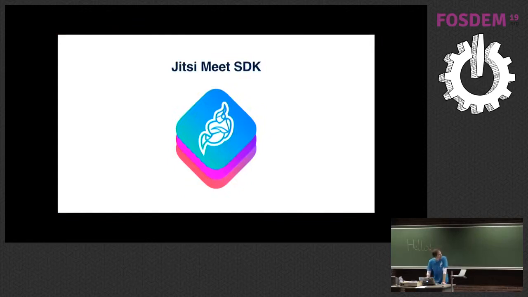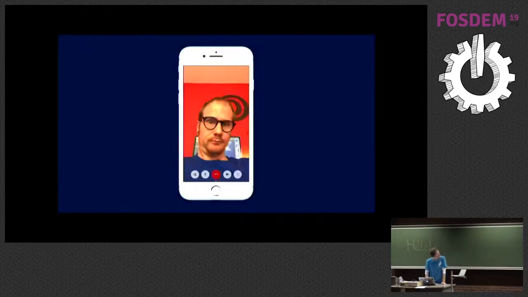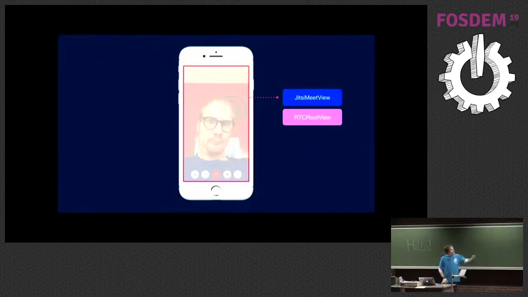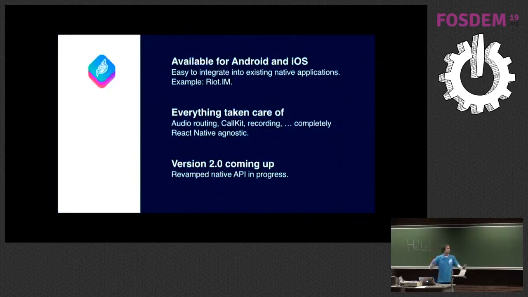If we look at this application, this is really just the carcass, because this just renders a Jitsi Meet view, which inside renders the React Native root view. So we take care of all those connections, audio routing, CallKit, all the codec stuff. All of it is built in. And all you have to do is integrate a single view, and you get our entire experience, multiple participants, mute, unmute, all of it.